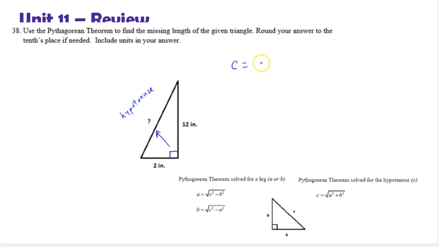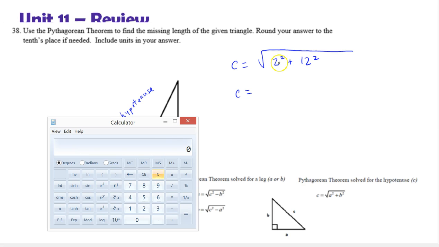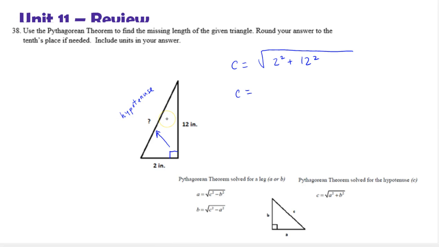So let's write this, C equals the square root of 2 squared plus 12 squared. Okay, let's put this in the calculator. Now remember, we're going to find the part under the radical, hit the square root last, unless you're using your TI. So 2 squared plus 12 squared equals 148, and the square root is this expression. It says round to the nearest tenths place, so that would be 12.2. And the units are inches. Notice that we're finding the length of a side, and that's one-dimensional, so it's just inches.